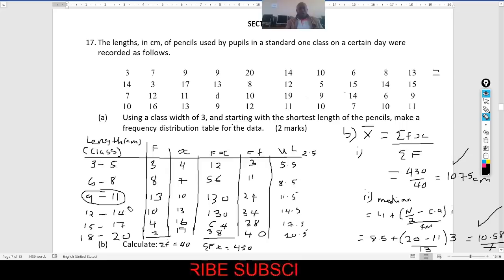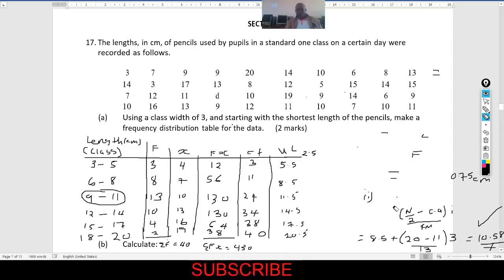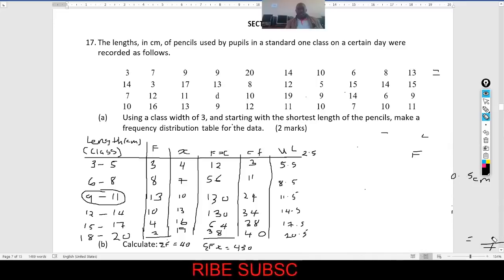If the class widths were not the same, I could have used frequency density, like I did in my previous examples, where the class widths are not uniform, they are differing. If they differ, you use frequency density, which is equal to frequency over the class interval. But for this one, because the classes are uniform, I will use 5.5, 8.5, 11.5 for all the classes with their frequencies as they are.